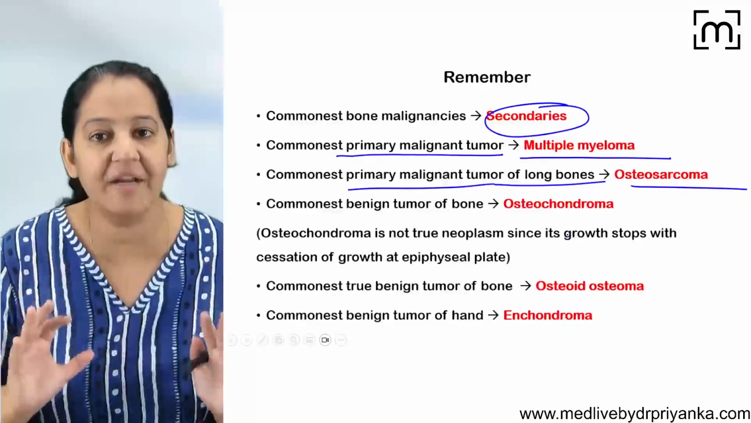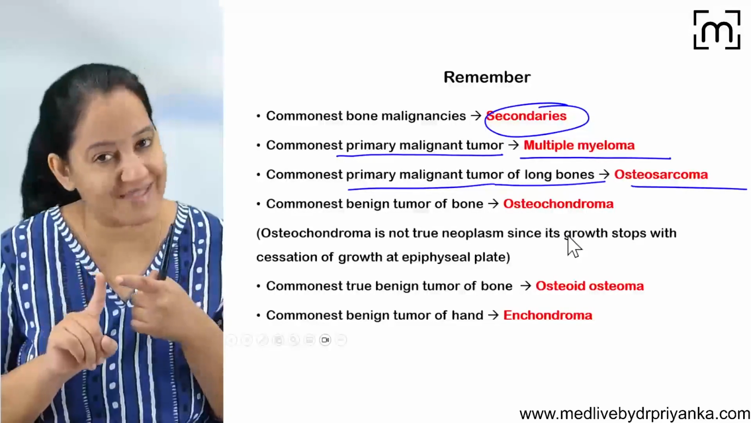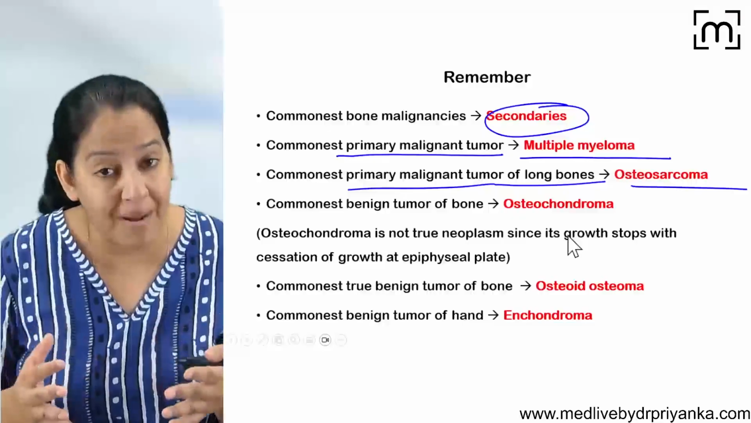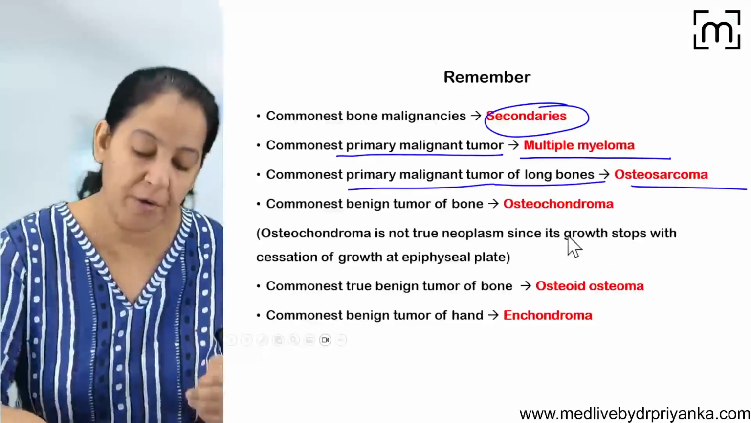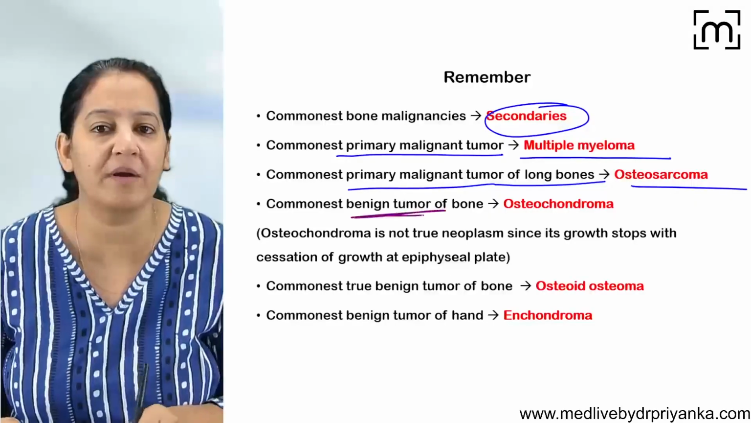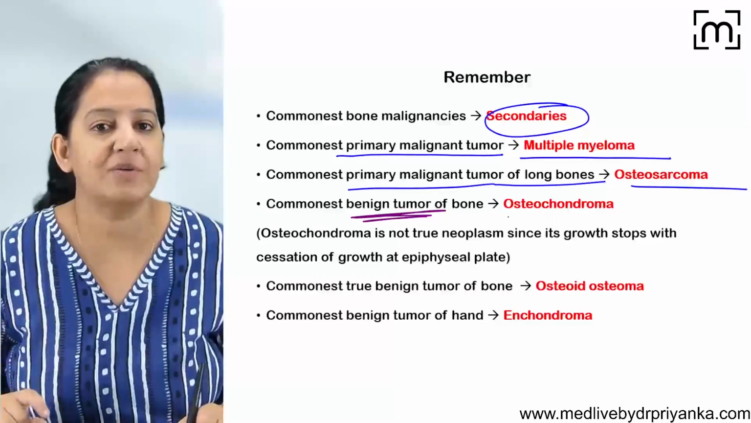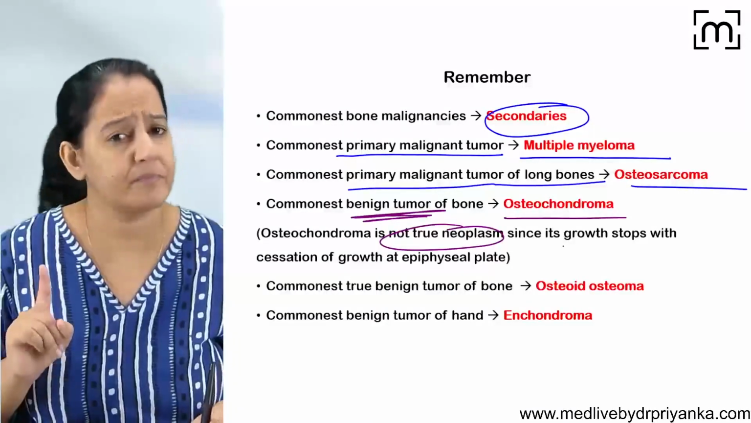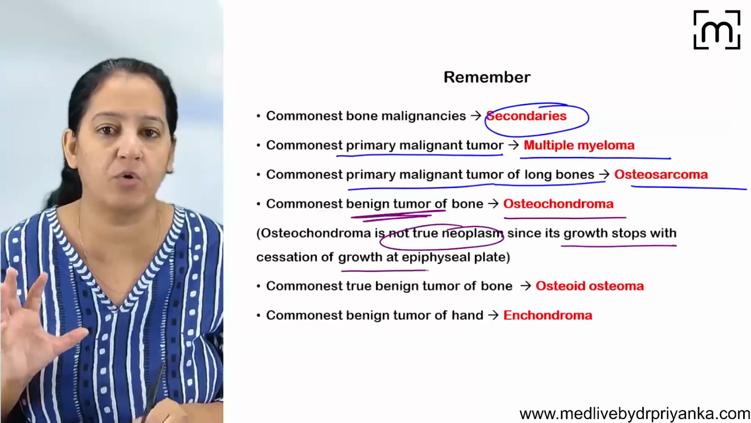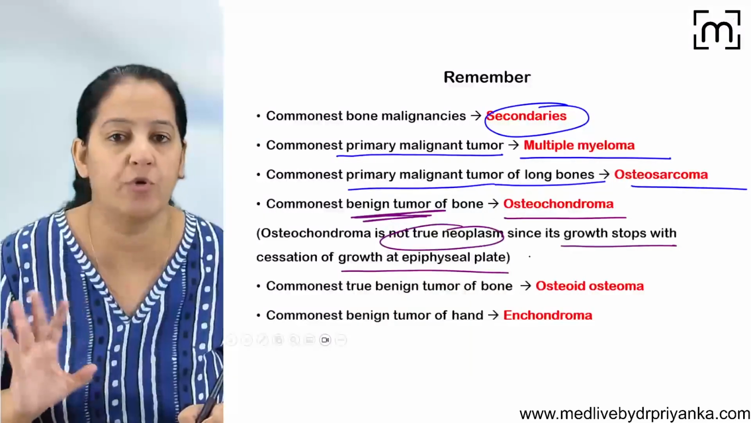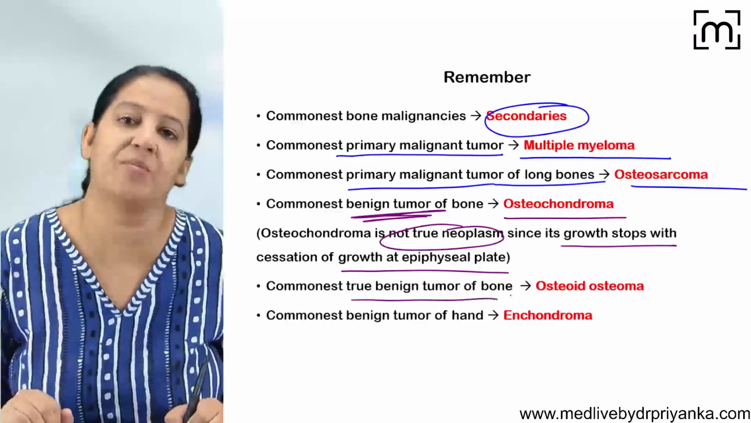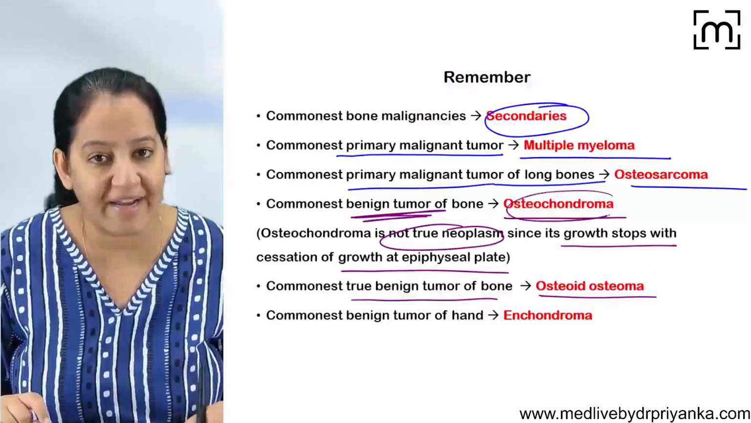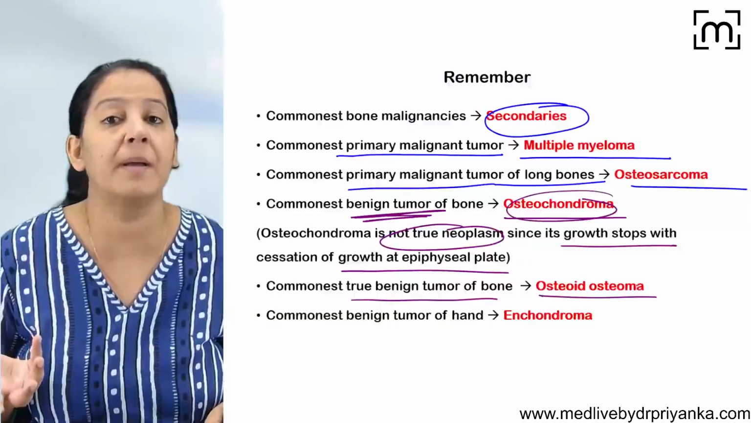So this is regarding the malignant bone tumors. The most common tumor in the bone is secondary. Among the primary, the most common is multiple myeloma. But among the primary, the most common malignant tumor of long bone is osteosarcoma. Now coming to benign bone tumors. What is the most common benign bone tumor? It's osteochondroma, but actually it's not a true neoplasm, because here the growth stops with the cessation of growth at the epiphyseal plate. So that's why it's not a true neoplasm. Which is the most common true benign tumor of the bone? It's osteoid osteoma. So you have to read your question very carefully, whether they are asking the most common benign tumor or the most common true benign tumor.